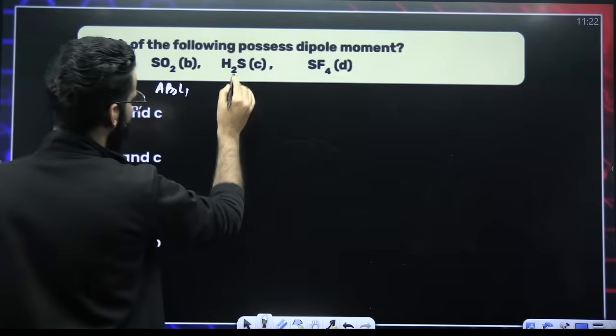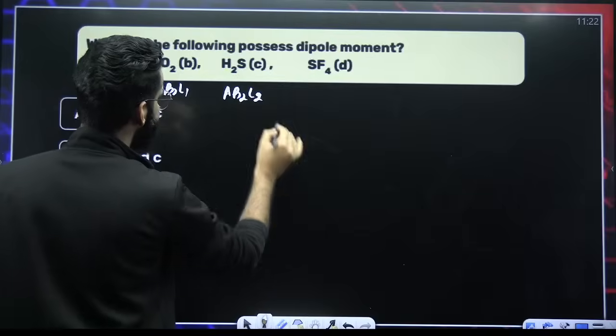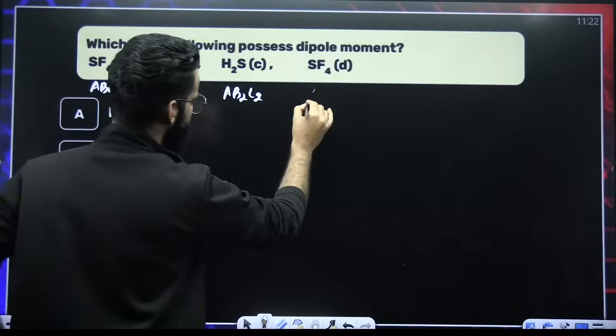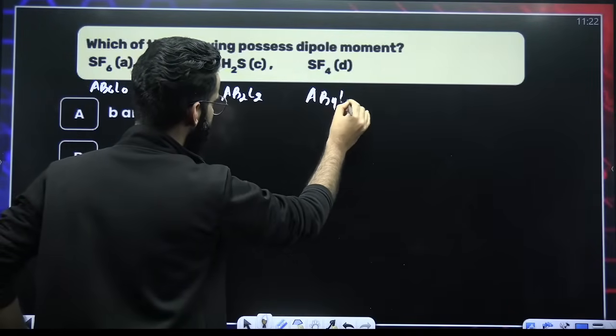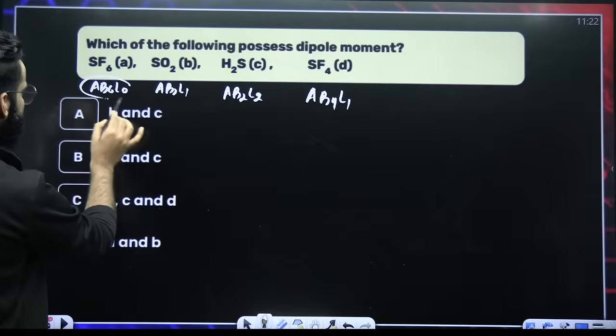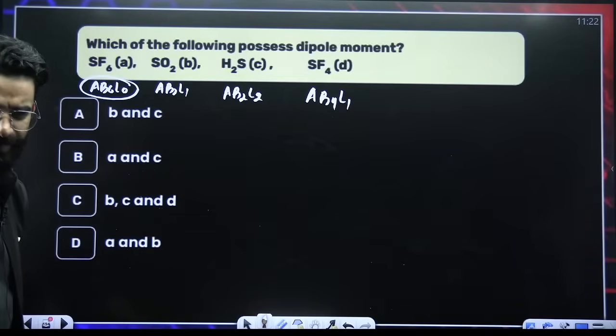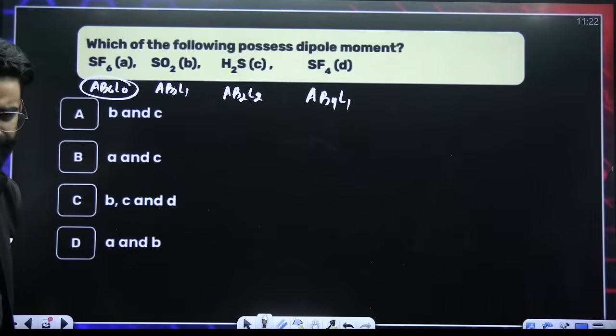AB2L1. This one. It is AB2L2. Correct? AB2L2. This is AB4L1 type. Which of the following molecules possesses dipole moment? See, the first one won't possess any dipole moment, right? Rest, all the three will possess dipole moments. I hope you got it.